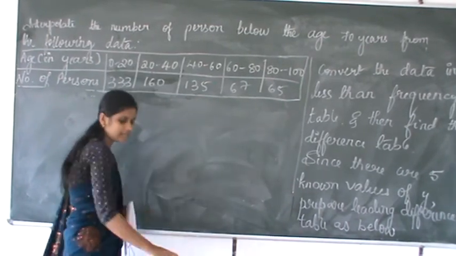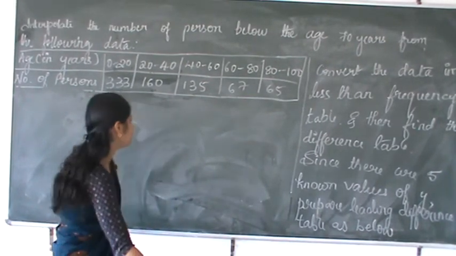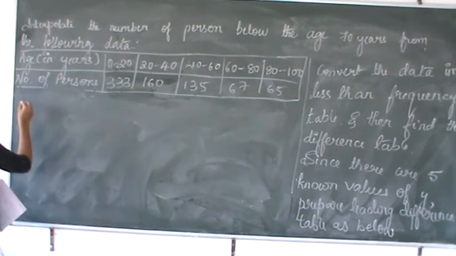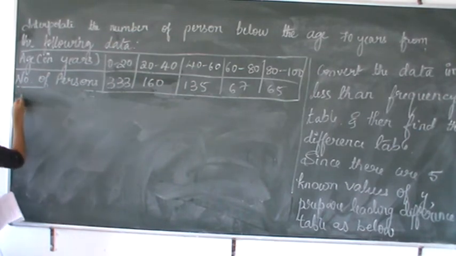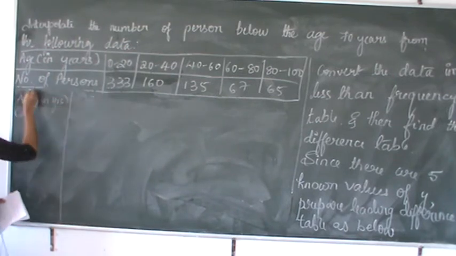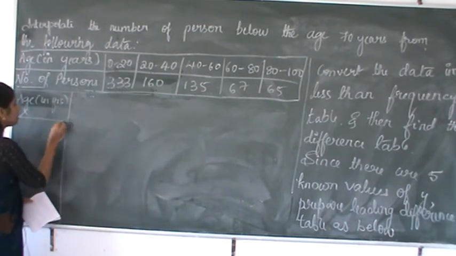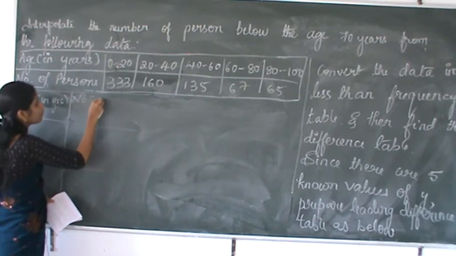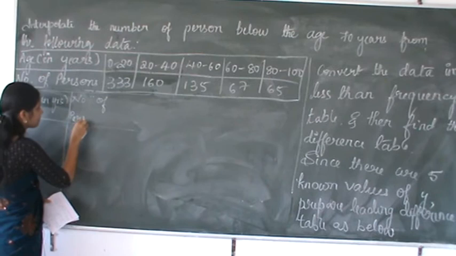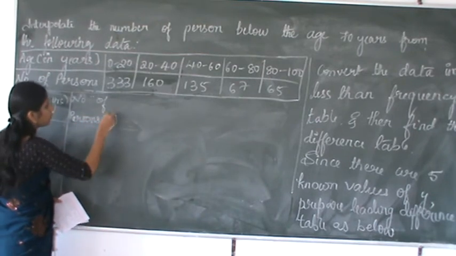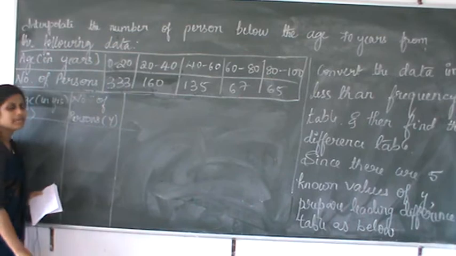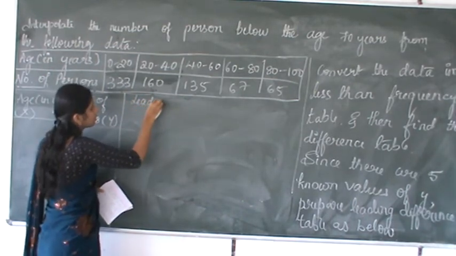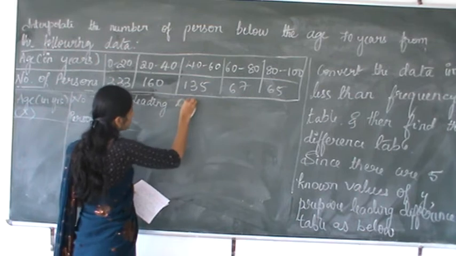X is age in years. In the leading difference table, the first column will be age in years, that is, we can denote it as X. Next column is Y, that is number of persons. We can denote it as Y. Next column will be leading differences.